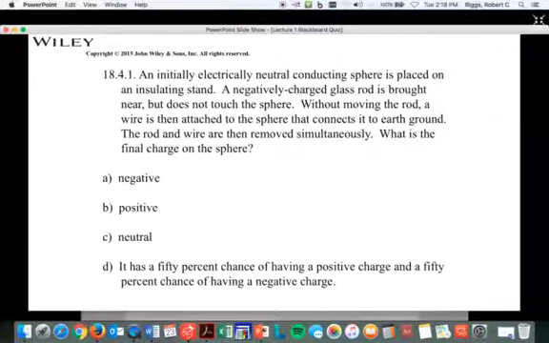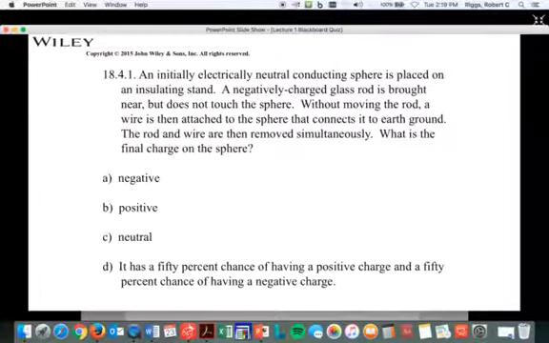And then without moving the rod, a wire is attached to the sphere that connects to the ground. Why do we run things to the ground? Because the ground's positively charged, so the electrons run to the ground. That's a huge thing of just knowing about your world around you. The earth is positively charged, and we have all these electrons moving around that give us our light and our power, and we run all those poles to ground so that the excess negative charge doesn't kill us. The rod and wire are then removed. What is the final charge on the sphere? Is it negative, positive, or neutral?